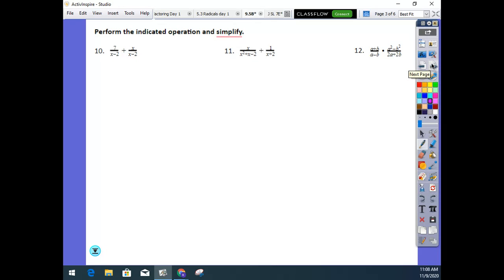The most important thing in order to simplify is to check to see what it is that you're doing with the functions. Here I'm adding. Here I'm adding. Here I'm multiplying. So we have different rules for add and multiply. When you add, you need a common denominator. Only when you add or subtract do you need a common denominator.